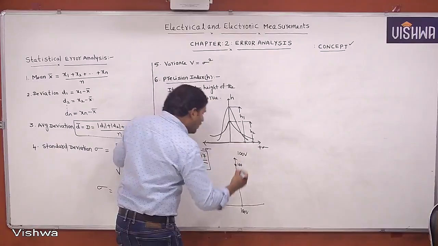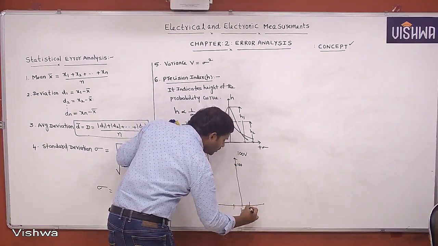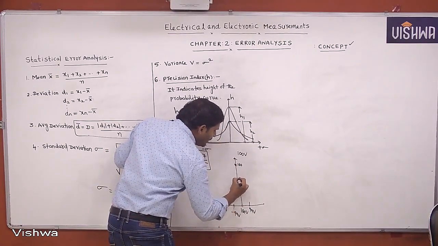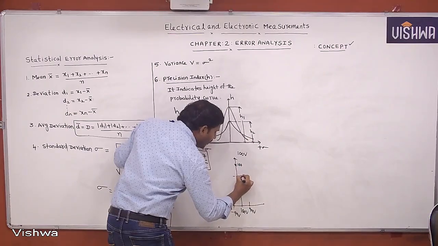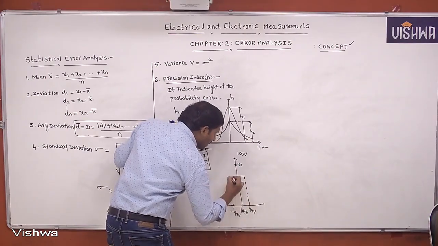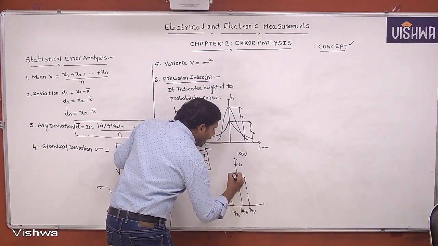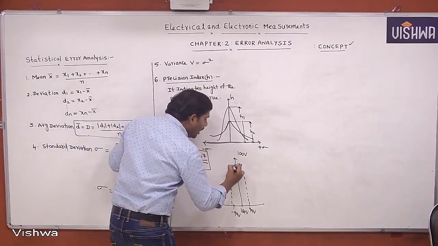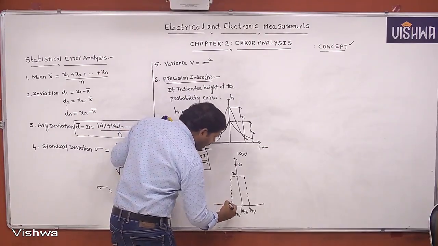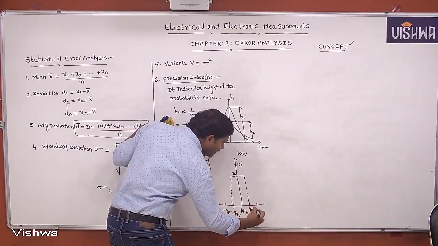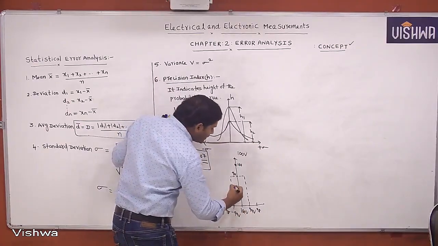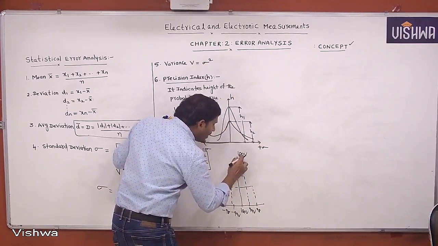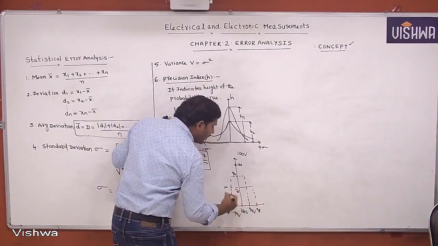And in the measurement of 100 volts, I am getting 99 volts also. This side you take 99, this side you take minus 99. Let us assume that this 99 volts is repeated 90 times. Then 100 volts is repeated 100 times. I am getting 98 volts also. This is minus 98, this is plus 98. Let us assume it is repeated 70 times.